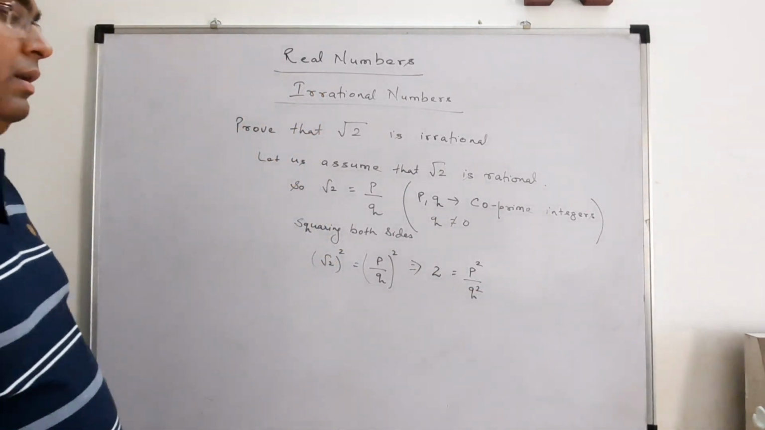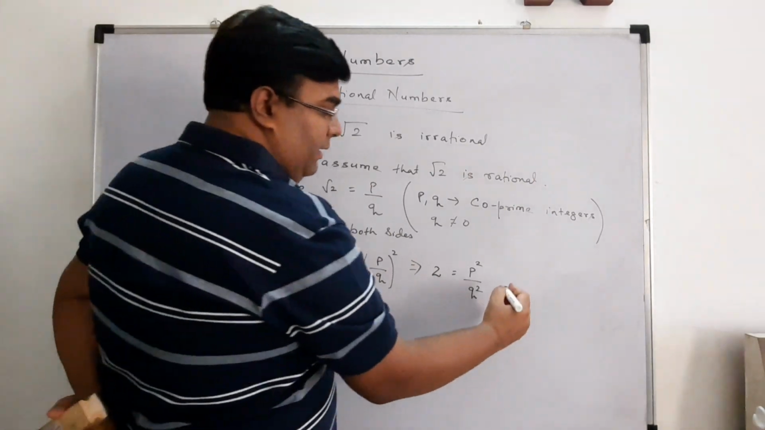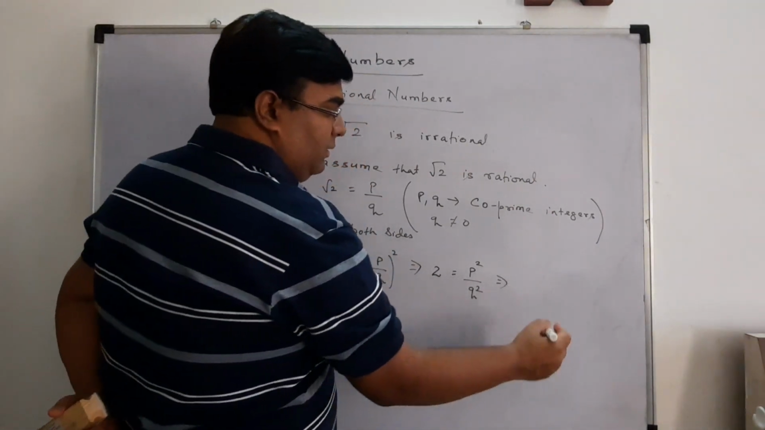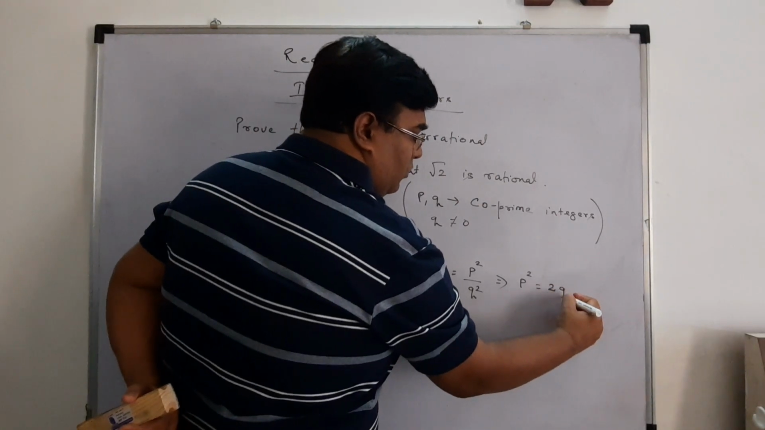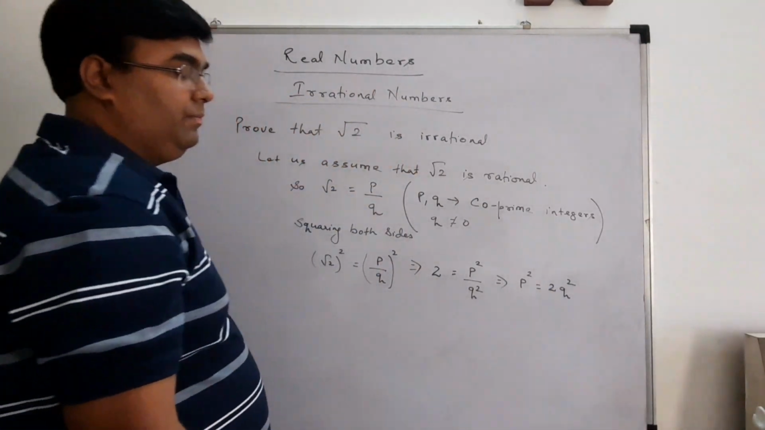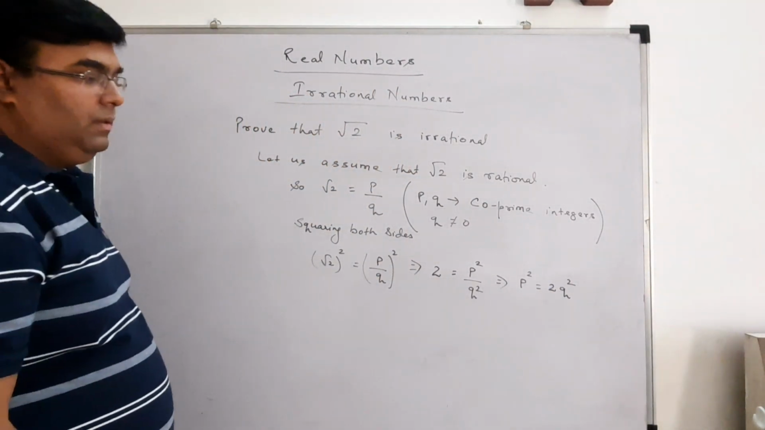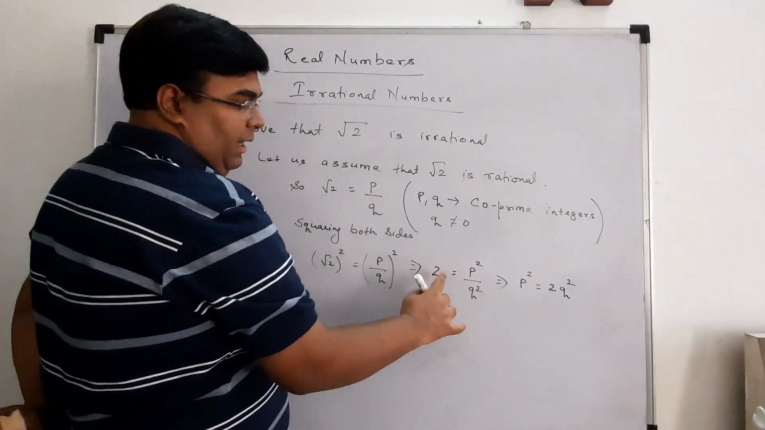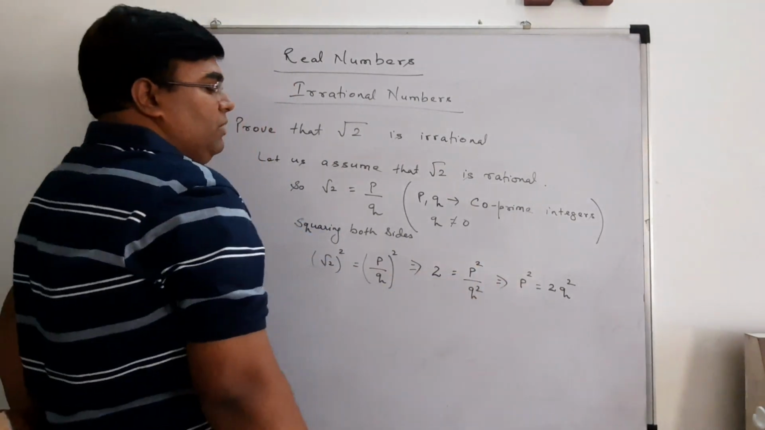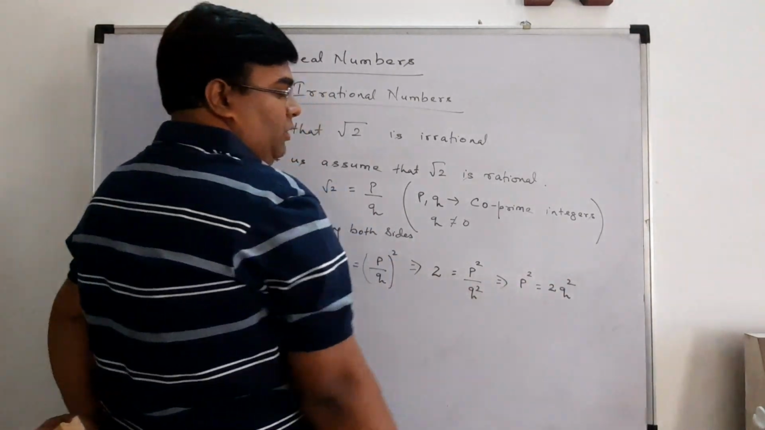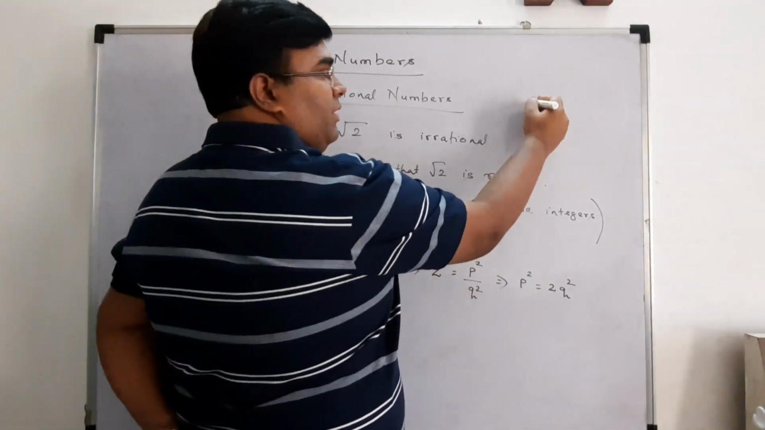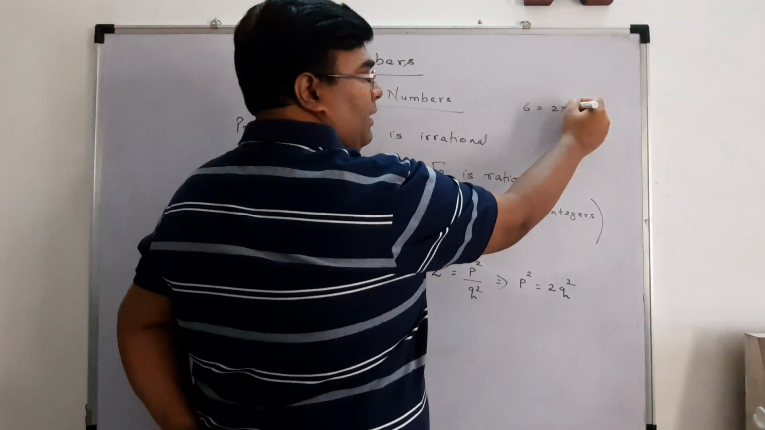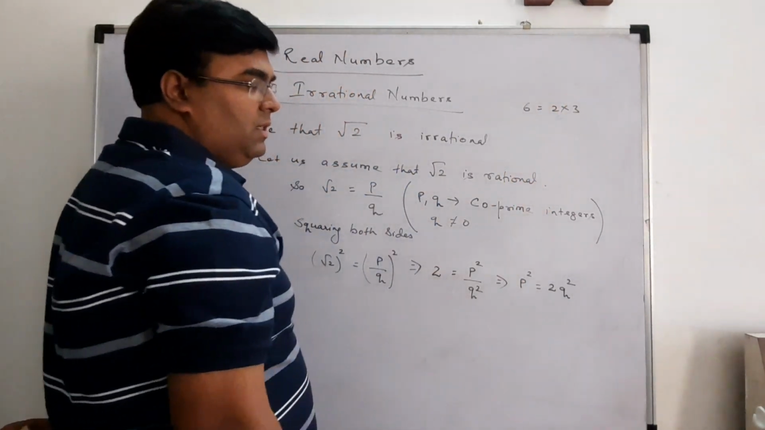Correct? Next step, let's cross multiply it. So we can write that p square is equal to 2q square. Right? We have cross multiplied and I have written p square first. So p square is equal to 2q square. And I have told you my example where 6 is equal to 2 multiplied by 3. So 2 is a factor of 6.